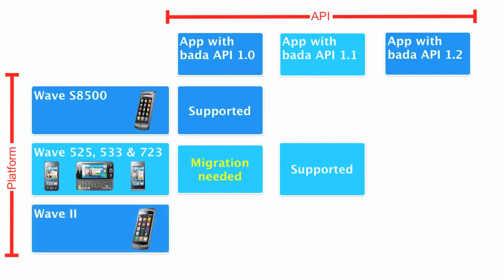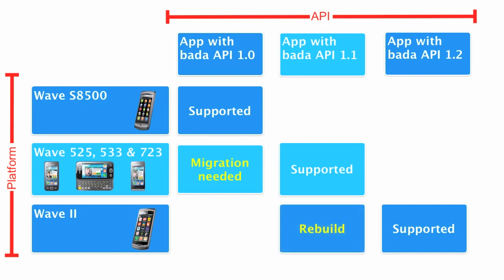The new Wave 2 runs version 1.2 of the bada platform. To take advantage of the new features explained in this video, you must use bada SDK 1.2, which includes API version 1.2. Applications written using API version 1.1 must be recompiled to work on the Wave 2. Applications written using API version 1.0 can be executed on the Wave 2 without modification. However, the platform version of the Wave can be upgraded to 1.2 using the Keys software. It can then support all the new features introduced in API version 1.2.